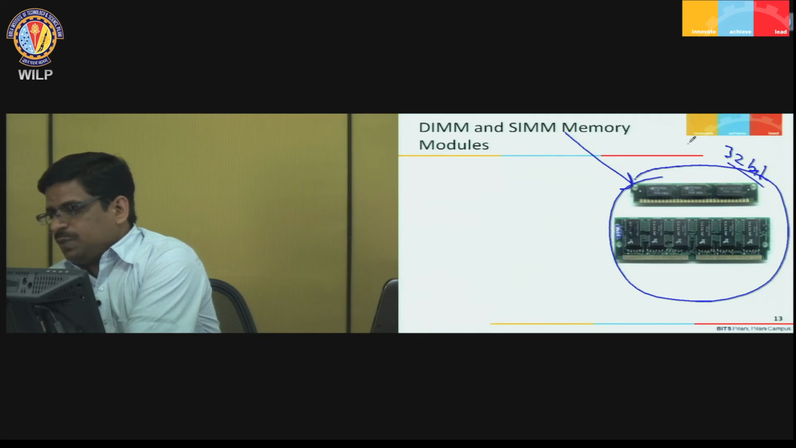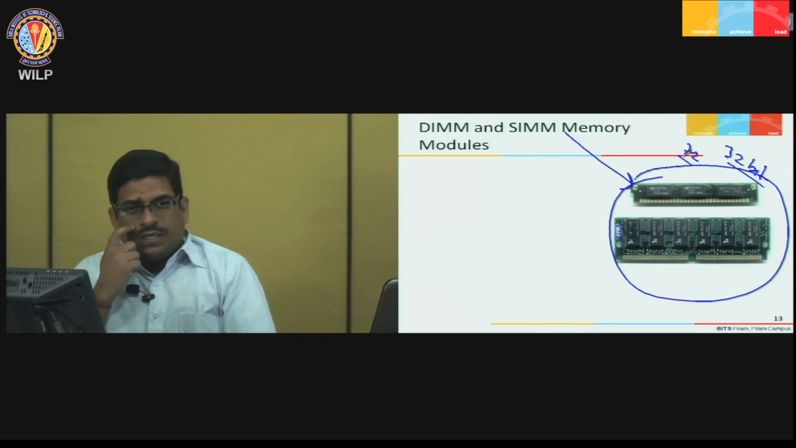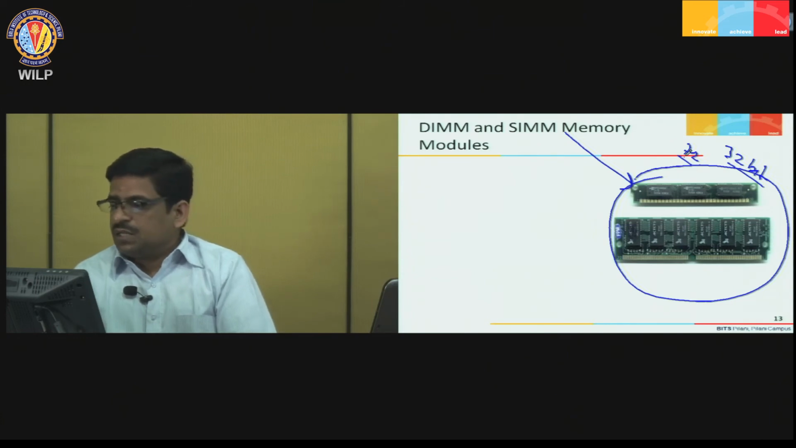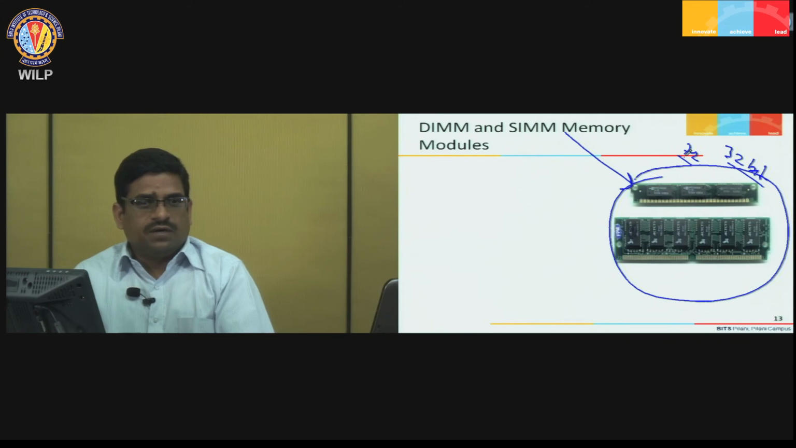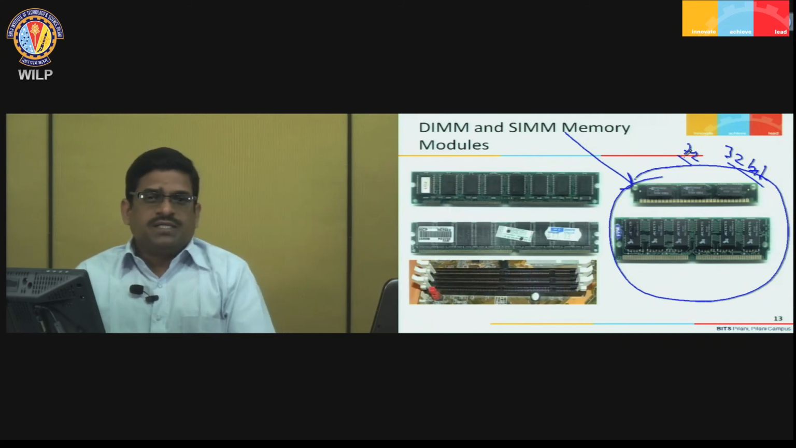So, total 72 pins are there. All the pins are on one side only. Out of 72 pins, 62 pins are used for data and the other pins are for other purposes. Data part means 32 bits of information can flow at a time from this memory for a read operation or write operation. Another module is the DIMM module.